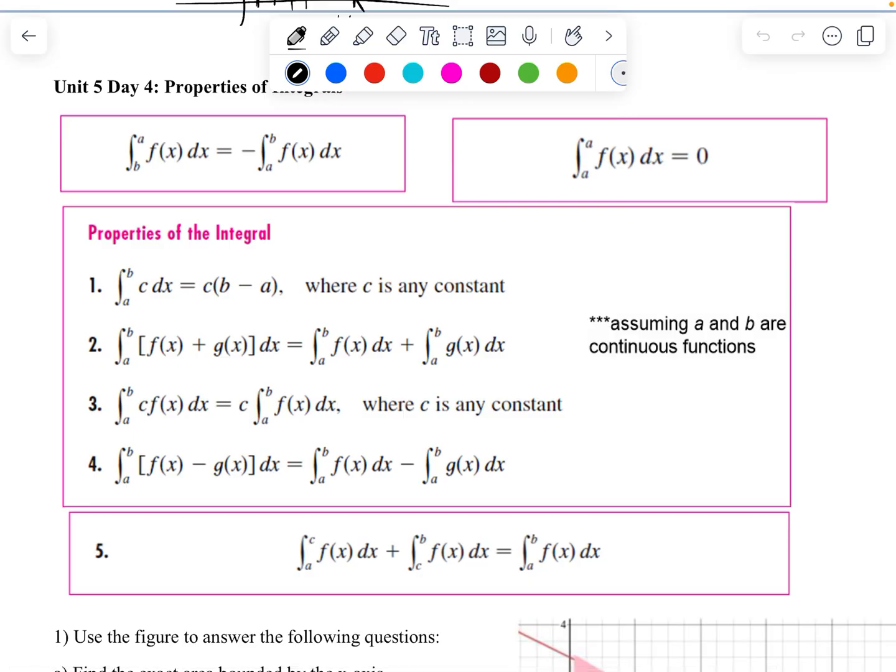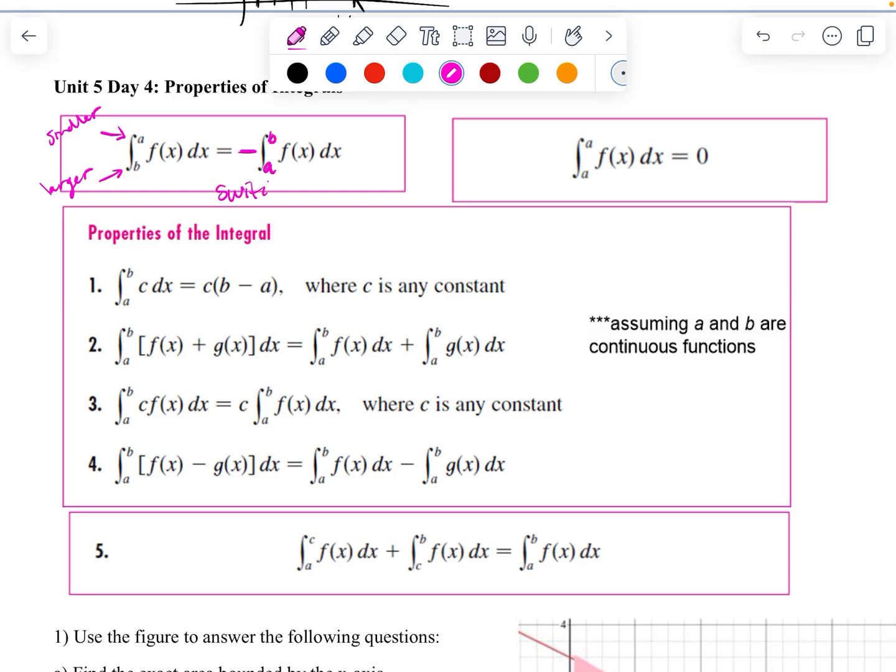Okay, so today is properties of integrals. Kind of have to put all of these in your brain. So this first one is if your upper bound is smaller than your lower bound. If you switch the bounds, you negate the integral.